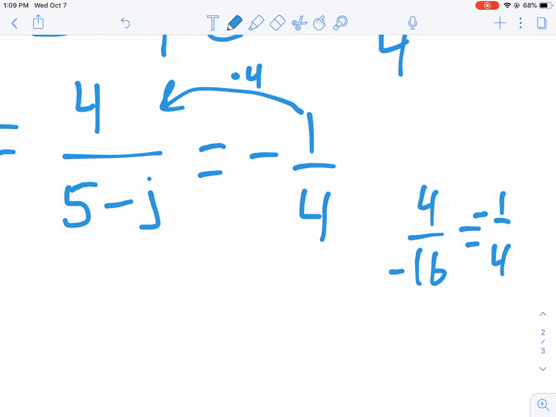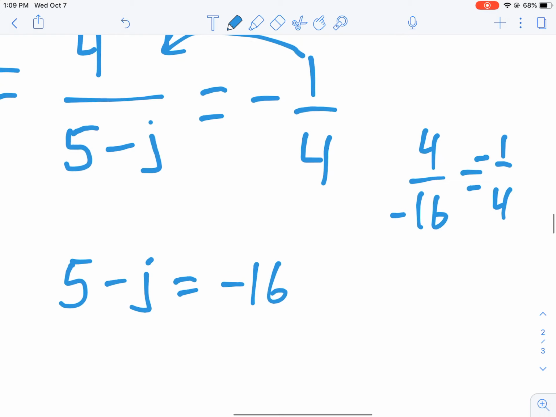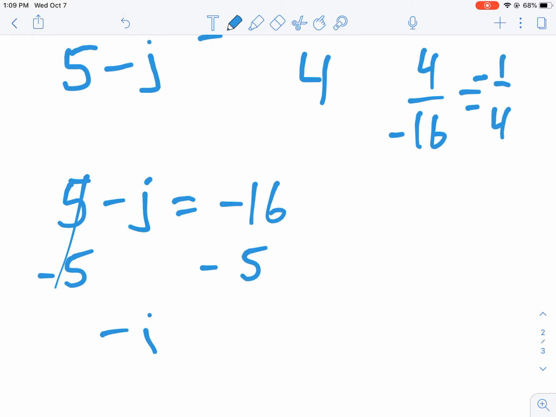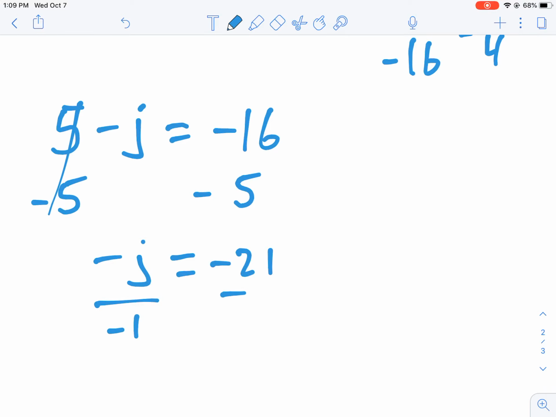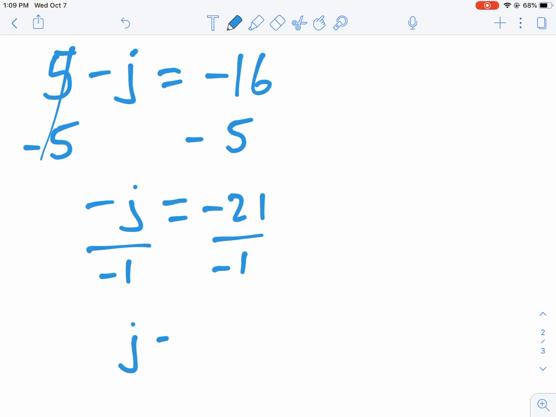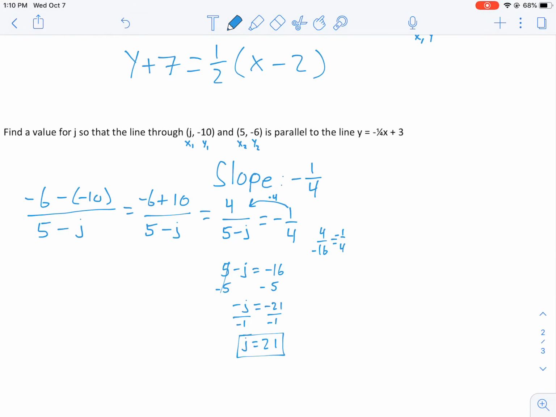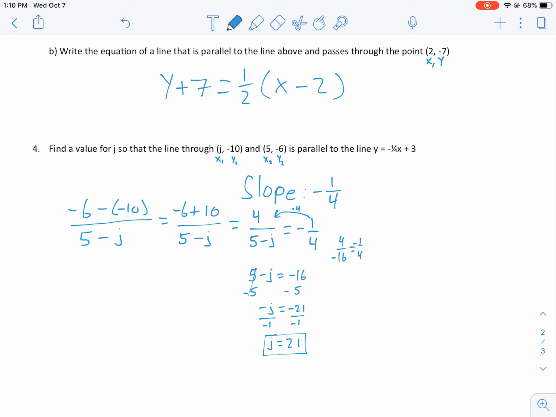So if we think about it that way, we need 5 minus j to equal negative 16. Okay? And if we solve this equation, we subtract 5 on both sides, negative 16 minus 5, that's negative 21. Divide by negative 1, all right, and we get j equals 21. So in order for that line to have the same slope as negative 1/4, we need j to actually be 21.